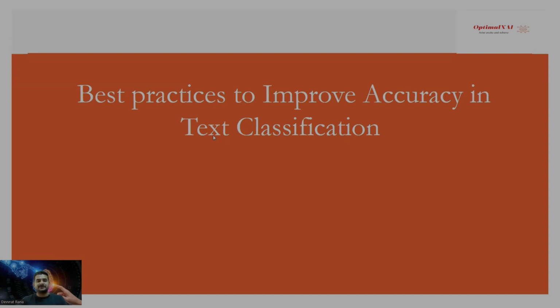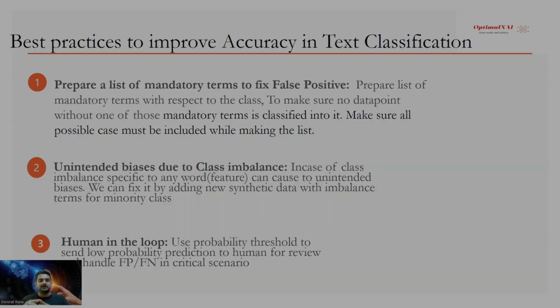So here are the best practices to improve accuracy in text classification. As we are also working on text classification in this problem, where we have the review data in text format, let me proceed with the first one: prepare a list of mandatory terms to fix the false positives. We can prepare a list of mandatory terms with respect to the positive class. For example, in our sentiment analysis case study, the mandatory positive features like great, good, awesome.